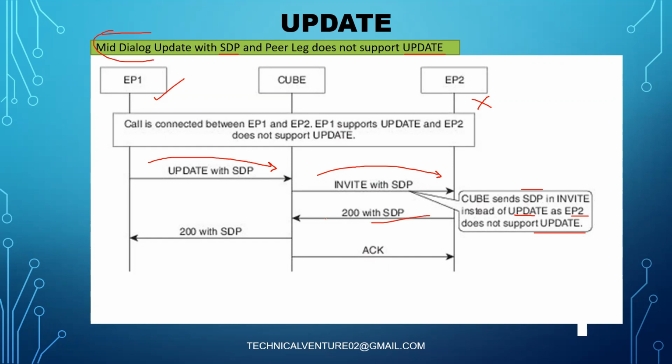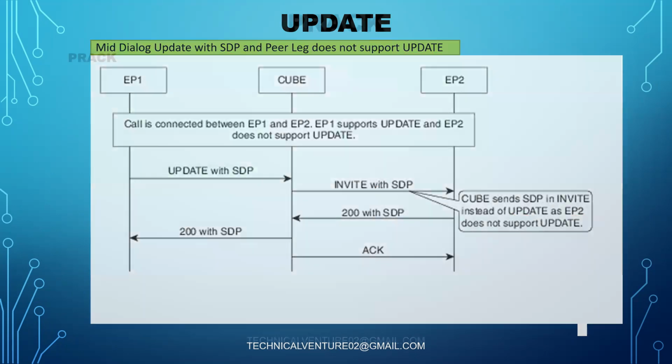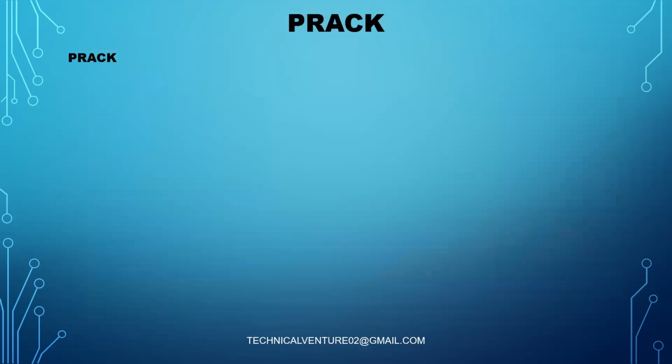Then it gets a response 200 OK with SDP. The same response will go to the EP1, and then the acknowledgement would be there, right? So now we have the next method, that is Prack. I believe we discussed this one just a little bit. We discussed already about the Prack that would be there for 1xx messages, right?